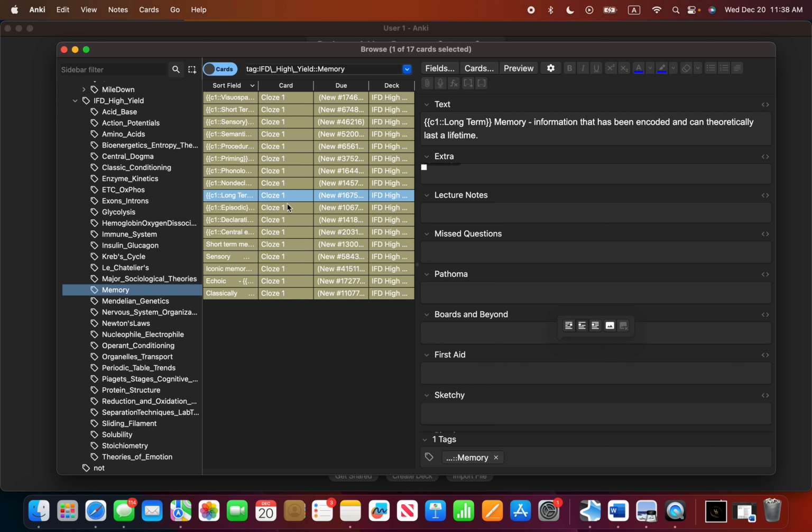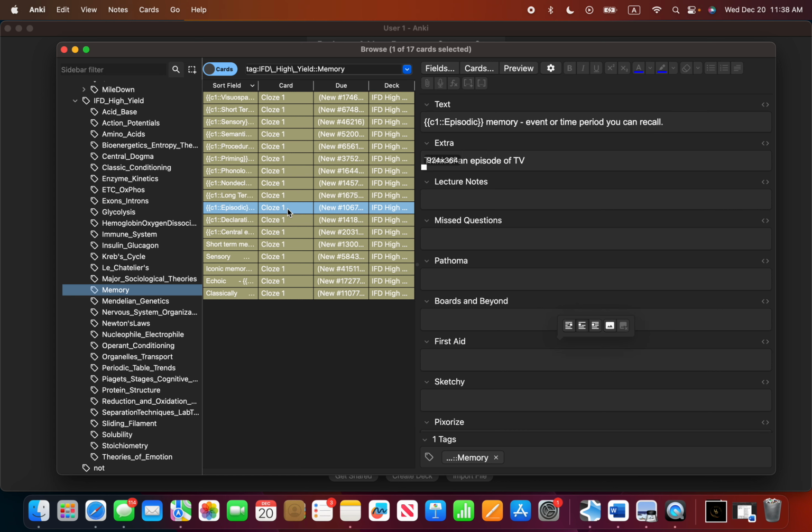When you encode it, it's done, baby. This is what I am trying to do here. I'm trying to just encode all this information, and it's theoretically for a lifetime. You have it.